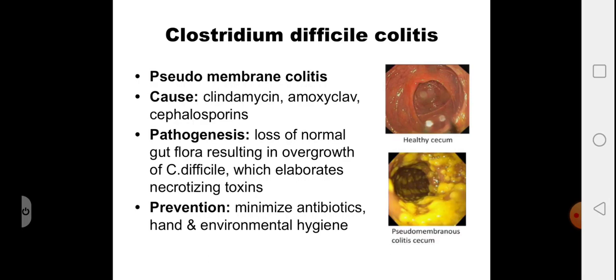So how can it be prevented? By minimizing the use of these antibiotics, and appropriate hand hygiene and environmental disinfection.